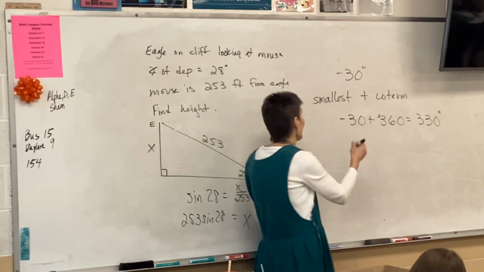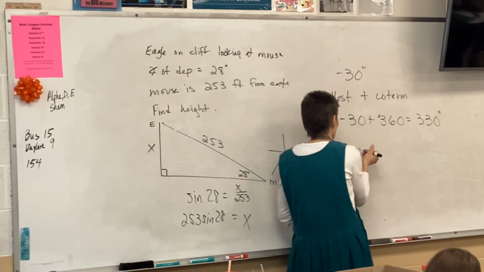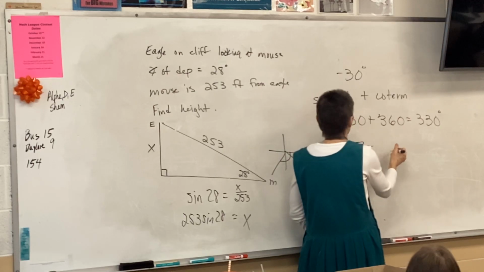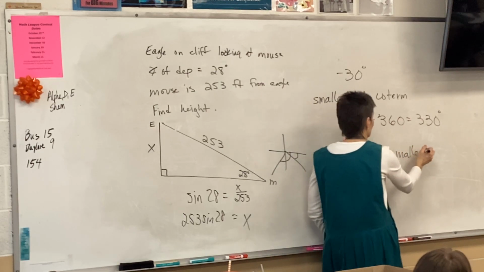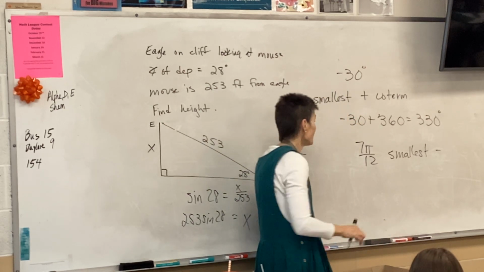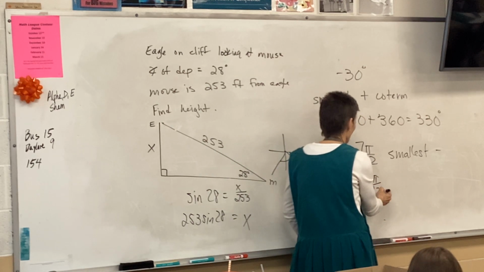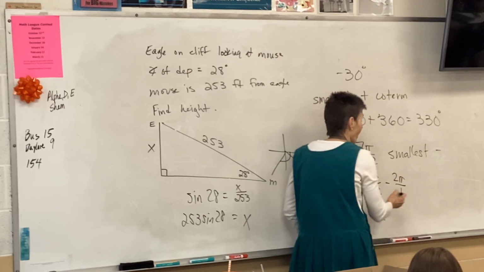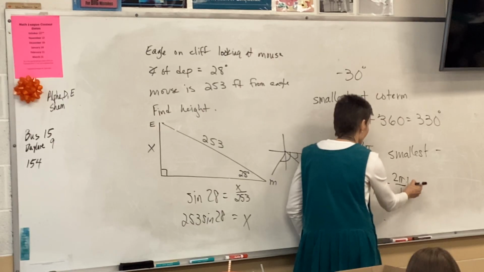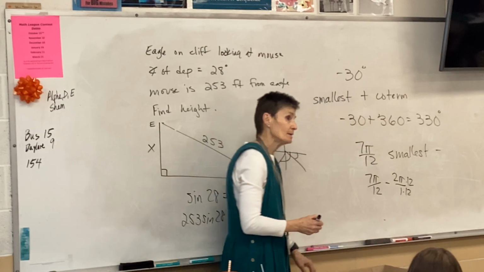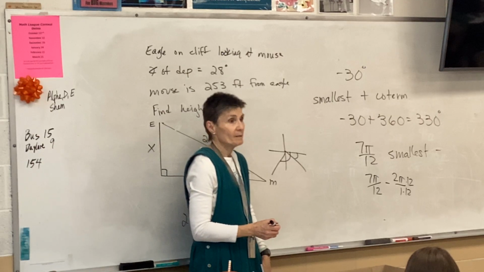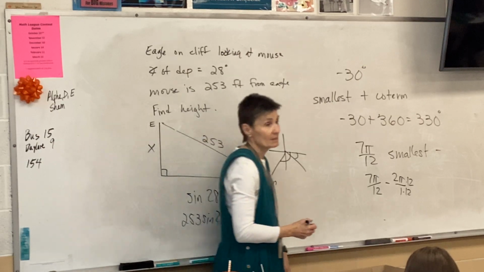All right, and then how about 7 pi over 12? What is the smallest negative coterminal angle? I'd add 2 pi. Or you have to subtract 2 pi. Subtract 2 pi, so 7 pi over 12 minus 2 pi. So we get a common denominator. 2 pi is 24 pi over 12. So it's 7 minus 24, which would be negative 17 pi over 12.